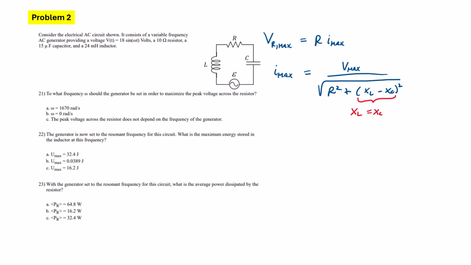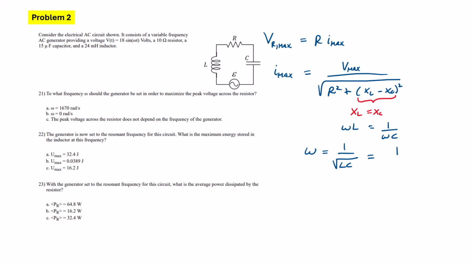If you set those equal to each other, you get, again, this is omega L, and the reactance of the capacitor is 1 divided by omega C. So if you solve for omega here, you're going to get the condition where we're going to be at resonance, and that is exactly what we're trying to solve here. So omega is 1 divided by the square root of LC.